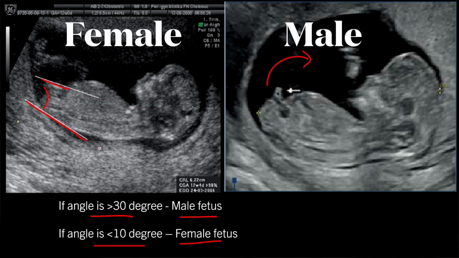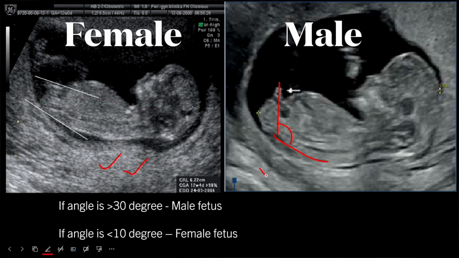If the genital tubercle is parallel to the lumbosacral spine, or if it faces away from the fetal head, then this indicates female fetus. In first image, the genital angle is less than 10 degrees. So first one is of female fetus. On the other hand, the genital angle is more than 30 degrees in second image. So second image is of male fetus.